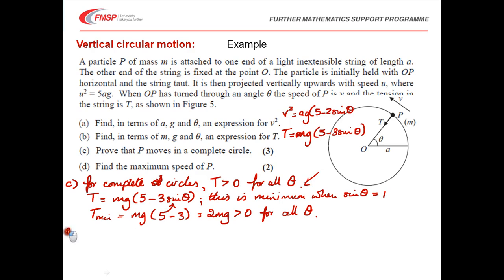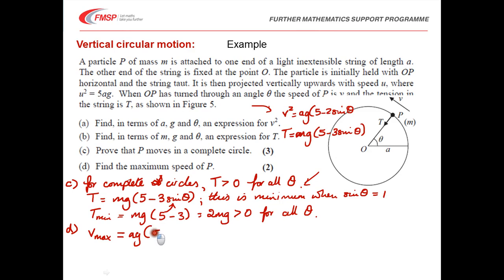We have to then find the maximum speed of v. Now, because energy is conserved in this system, you're going to get the maximum amount of kinetic energy when you've got the minimum amount of gravitational potential energy, and that happens down here at the lowest point of the circle. So our maximum velocity, Vmax, going back to our expression for v squared, is going to occur when theta is either minus 90 or 270, or minus pi by 2 or 3 pi by 2 if you want to work in radians.